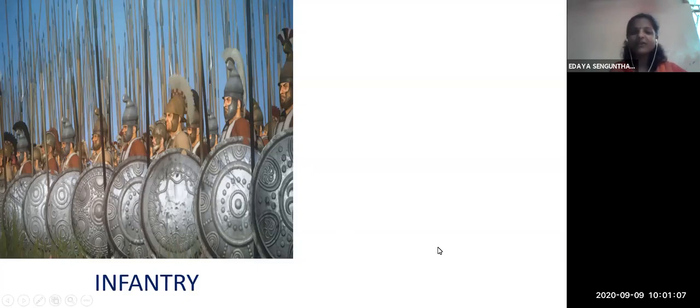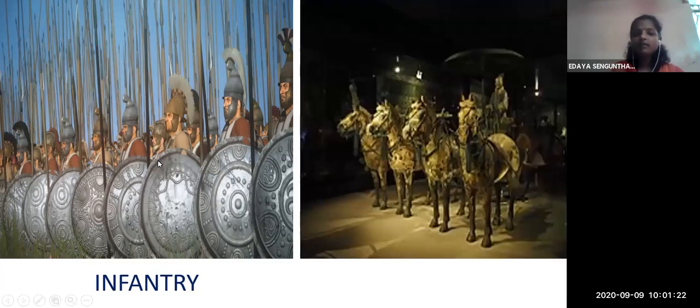Yes, very good. You are nodding your head. That's good. So infantry means those soldiers who fight through the land. Territorial war begins with these soldiers. That is infantry. And then it's cavalry.